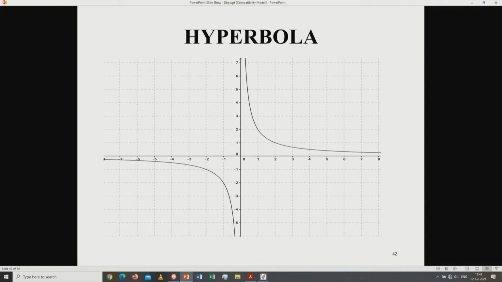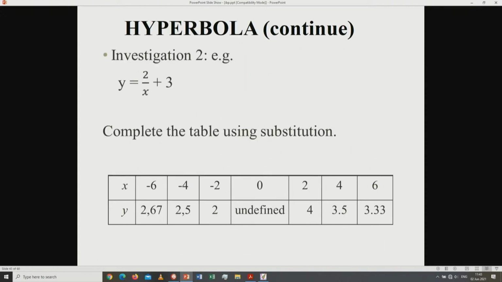Okay. Right now, I could have many, but let me look at this one so that at least we can have a clear understanding of the effect of q on the graph. Now, investigation number 2 is y is equal to 2 divided by x plus 3. What does the 3 do to the graph? We need to see that.